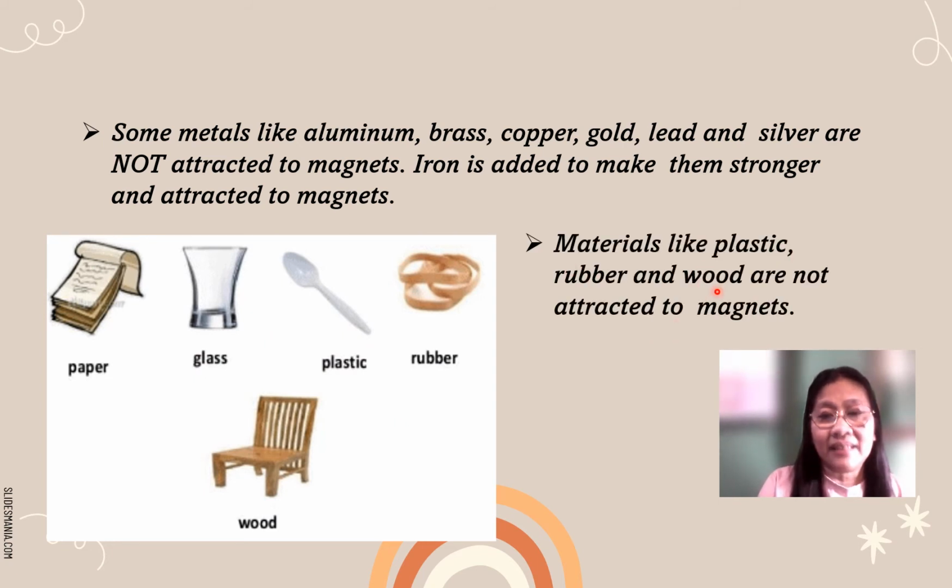Materials like plastic, rubber, and wood are not attracted to magnets. So the materials that you see in the picture, all these materials are not attracted to magnets. Because they don't contain any iron. That's why they cannot be attracted to magnets.